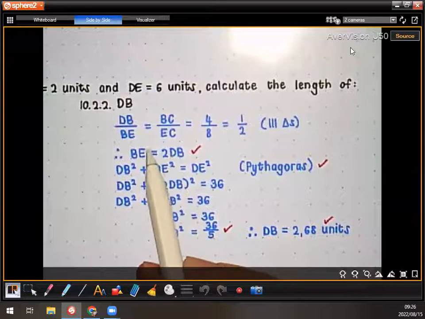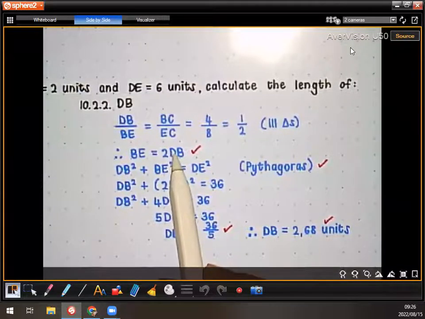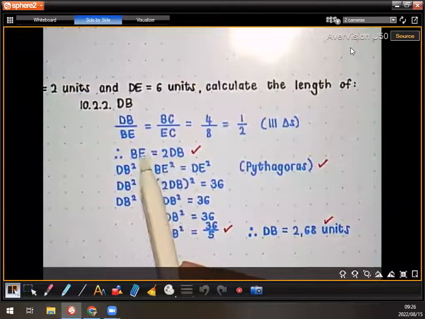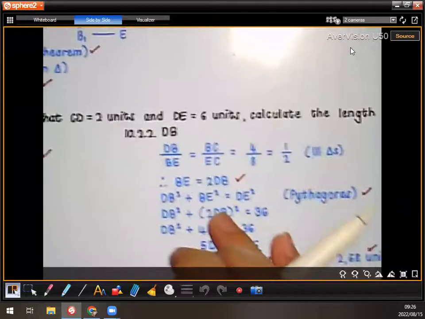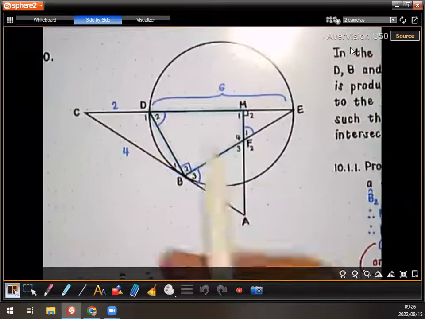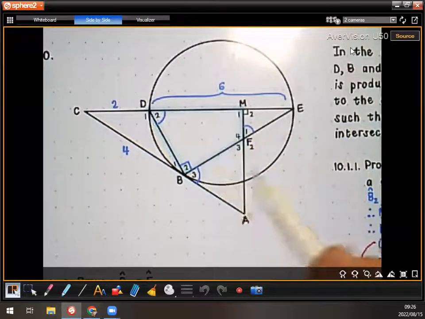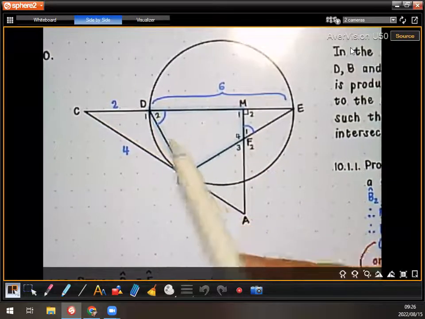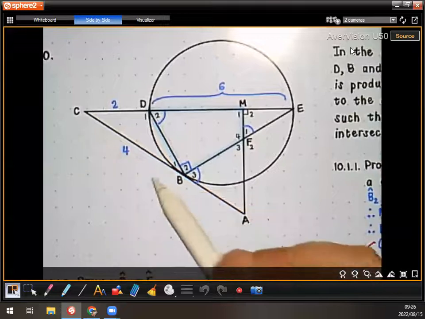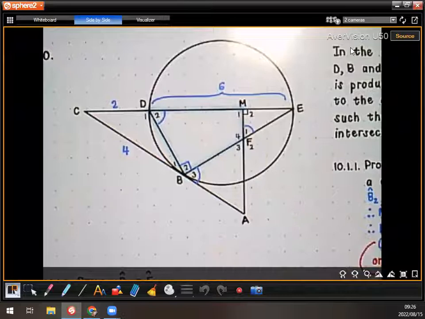So basically I wrote BE in terms of DB. I'll show you now why that was useful. Guys, we need to remember that this was actually a right angle triangle. All right, and I actually used that in this case to help me. So we have that BC was 4 and we have that EC is 8. All right, so I used that in my fractions.